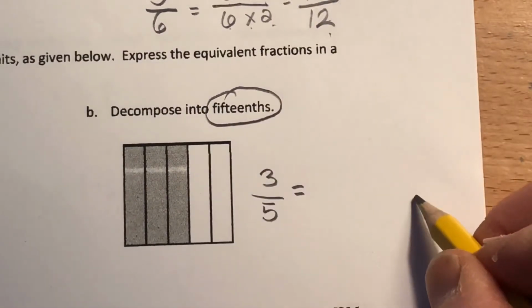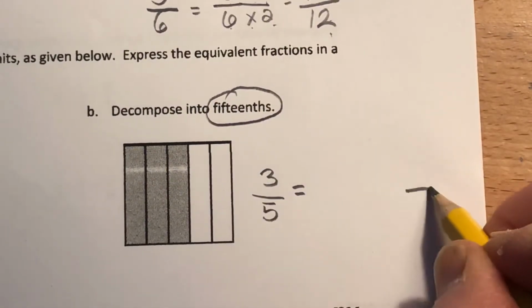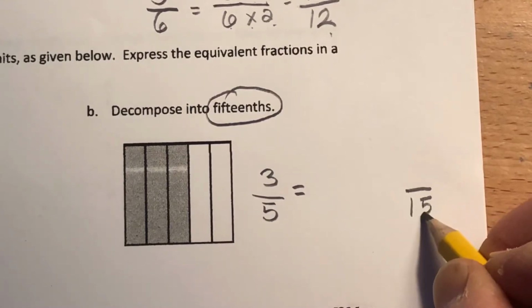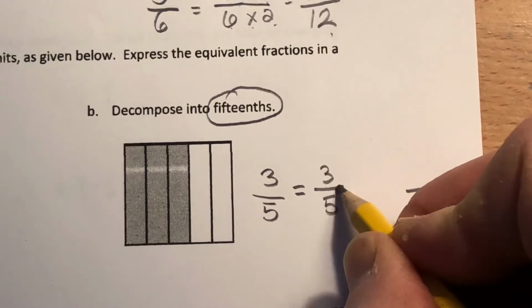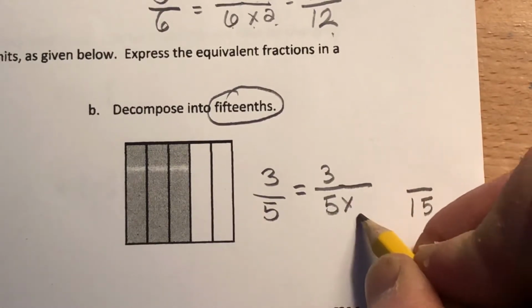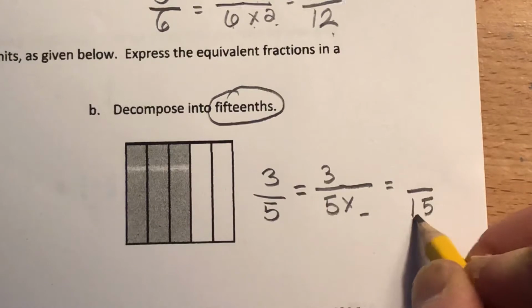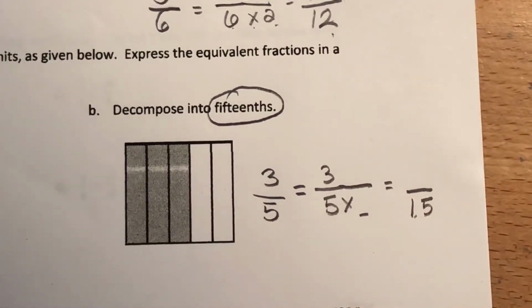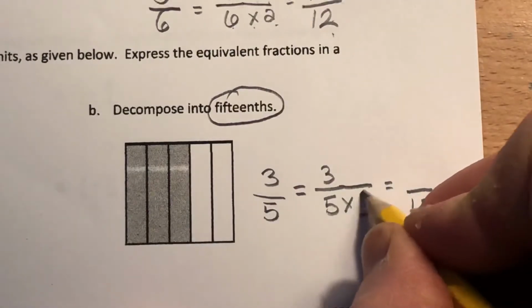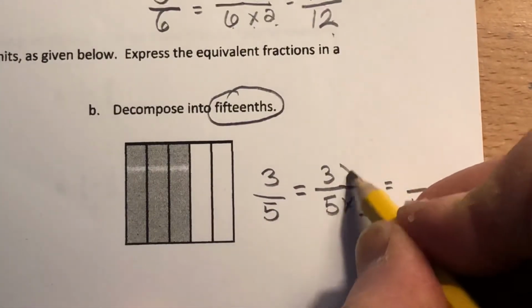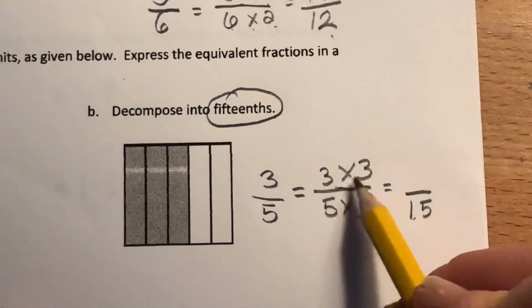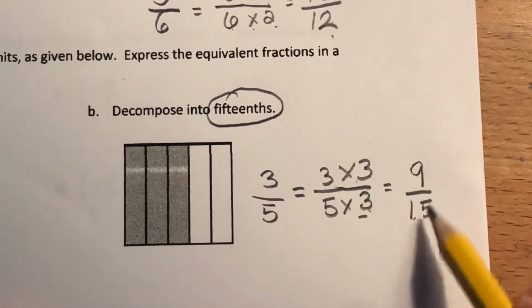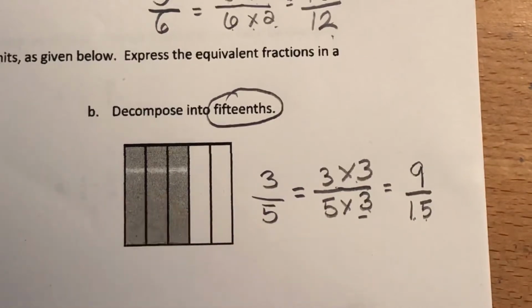I need to make this into 15ths. All right, so over here, you see I'm going to make some space. I need to make this into 15ths. So I need to ask myself, well, geez, what times 5 is going to give me 15? Right, let's count. 5, 10, 15. There's 3. Right, if I multiply the denominator by 3, I must multiply the numerator by 3. 3 times 3 is 9. So 9/15. So let's check on our model, see if we can do that.